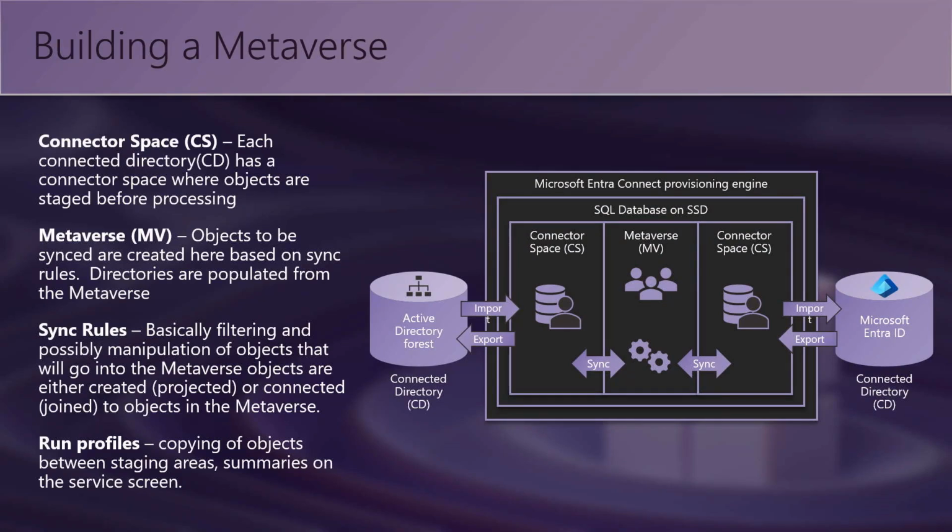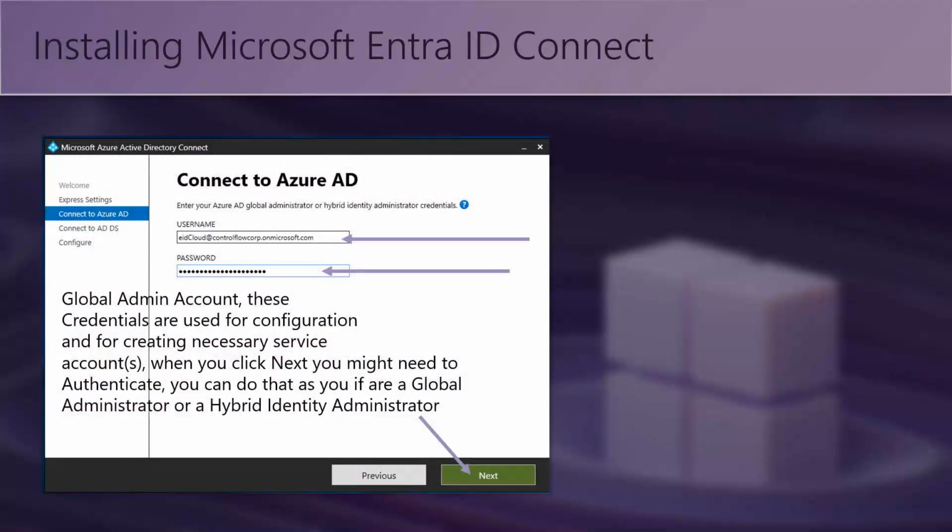The connector space: every connected directory has a connector space where objects are staged. The metaverse objects to synchronize are created here based on rules. Directories are populated from the metaverse. Sync rules, basically filtering, and you can do some manipulation of objects. It's pretty rare in my experience, but it's possible. And then the run profiles, it basically copies them and updates what's going on in Entra ID.